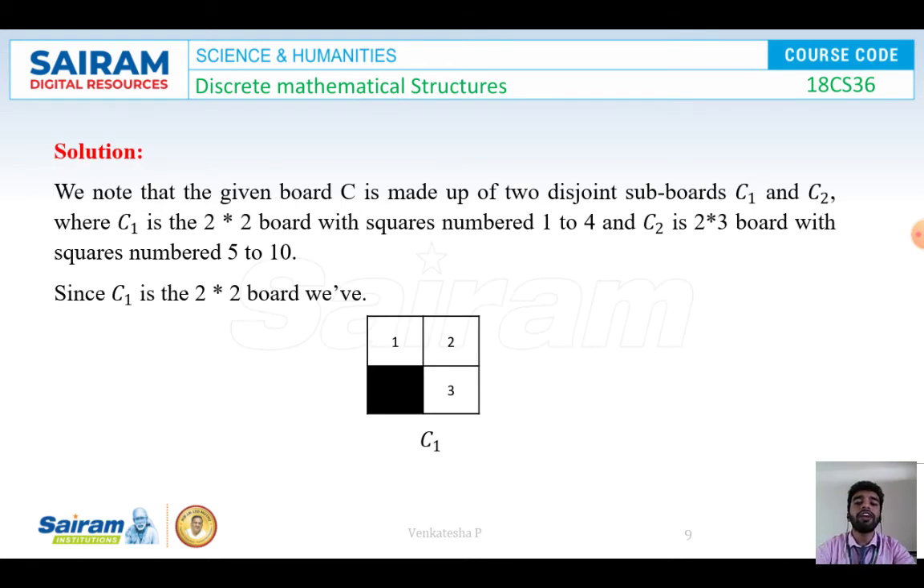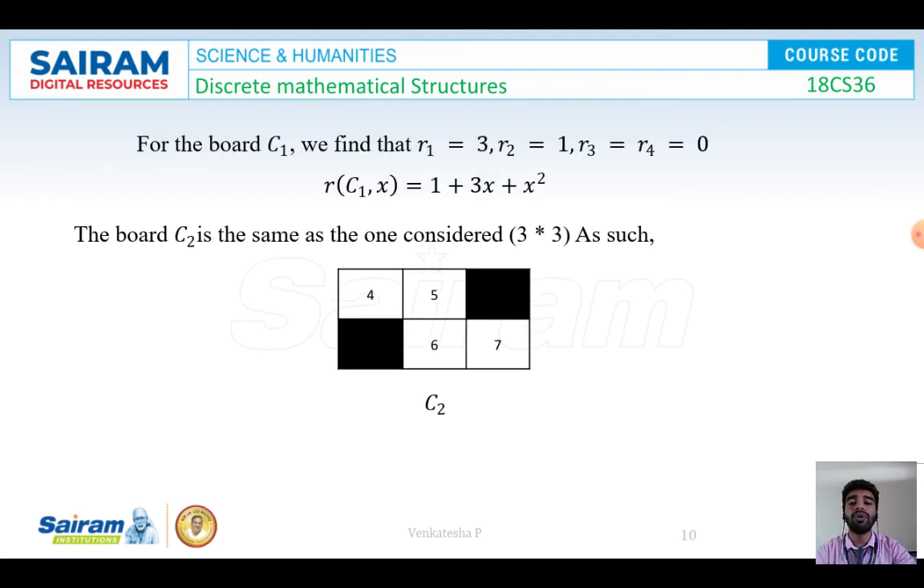Okay, now we note that the given board C is made up of two disjoint subboards C1 and C2, where C1 is a 2 cross 2 board with squares numbered from 1 to 4 and C2 is a 2 cross 3 board with squares numbered from 5 to 10. Since C1 is a 2 cross 2 board, we have the board like this, and it contains only 3 empty squares, so the value of R1 will be equal to 3 here. Making 2 non-capturing rooks, only 1 way, so R2 is equal to 1, and since it is 2 cross 2, we cannot make 3 non-capturing rooks, so the values from R3 onwards will always be 0.